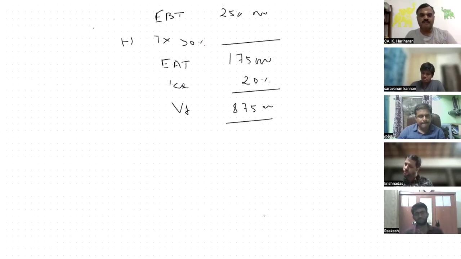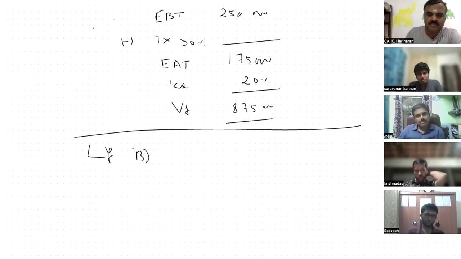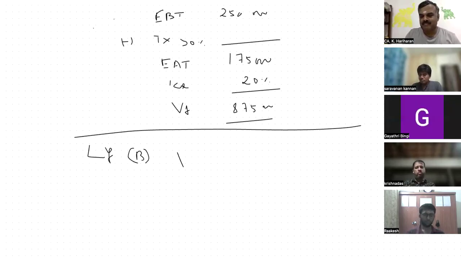With respect to the levered firm, value of the levered firm is equal to value of the unlevered firm plus tax shield. The unlevered firm value we got is 8,75,000.